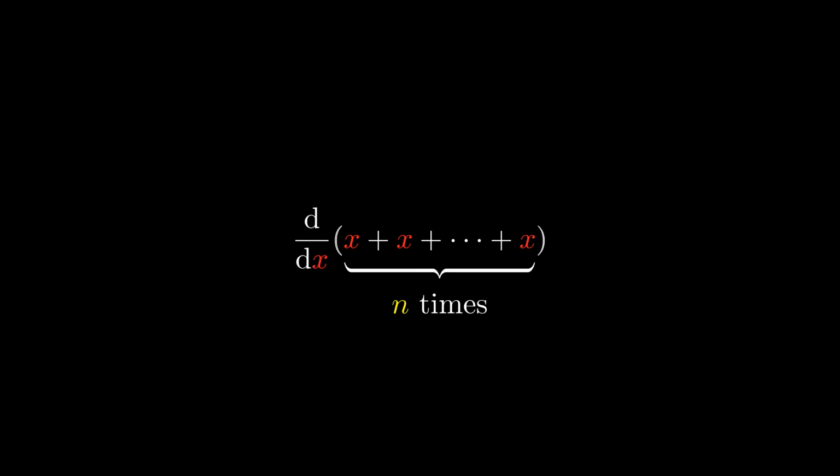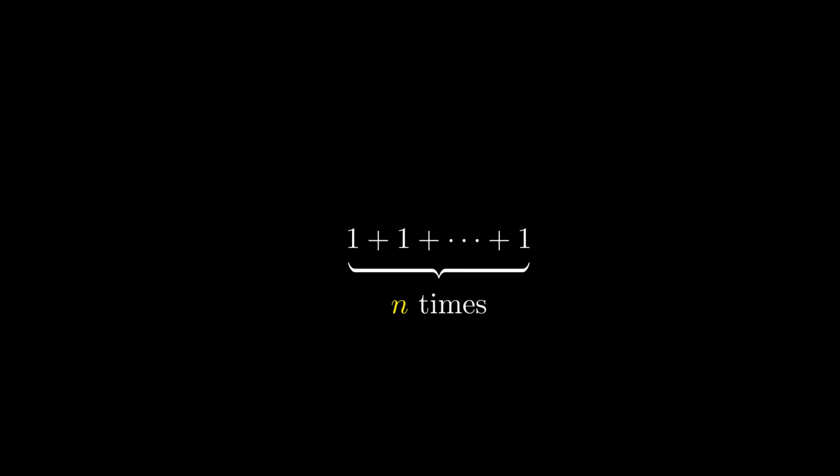To differentiate, we have been using the sum rule. After using the sum rule, we recognize that 1 plus 1 plus 1 and so on n times is just n. If you want to be really pedantic about it, adding a number to itself a certain number of times is the basic definition of multiplication. So this expression here is actually n times 1, which is just n.